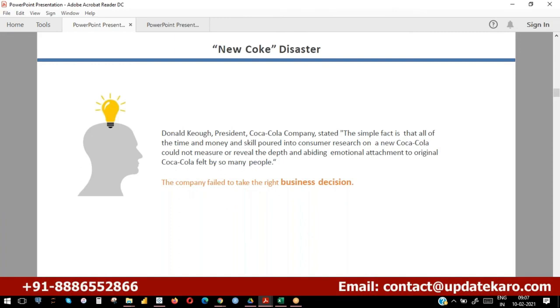What was the statement given by the president of the Coca-Cola company? Mr. Donald said that the simple fact is that all of the time and money and skill poured into the customer research on a new Coca-Cola could not measure or reveal the depth and abiding emotional attachment to the original Coca-Cola felt by so many people. The company failed to take the right business decision.